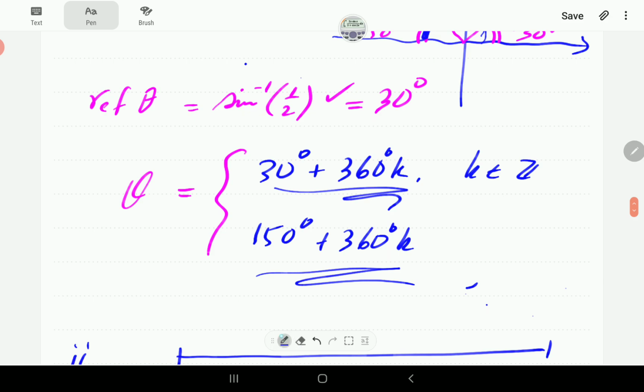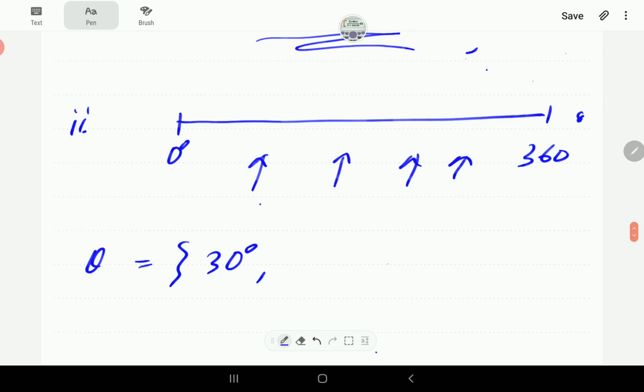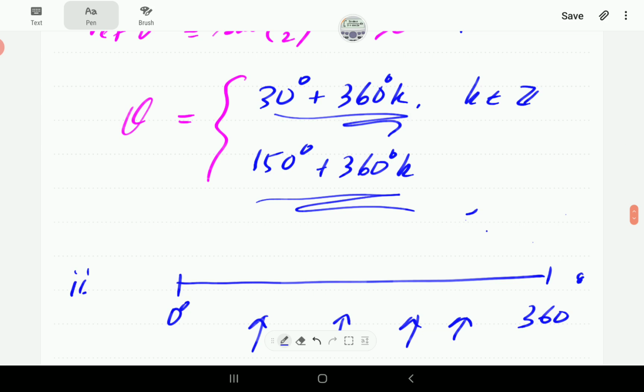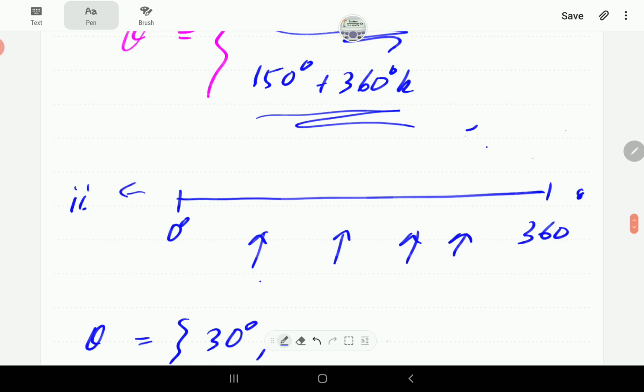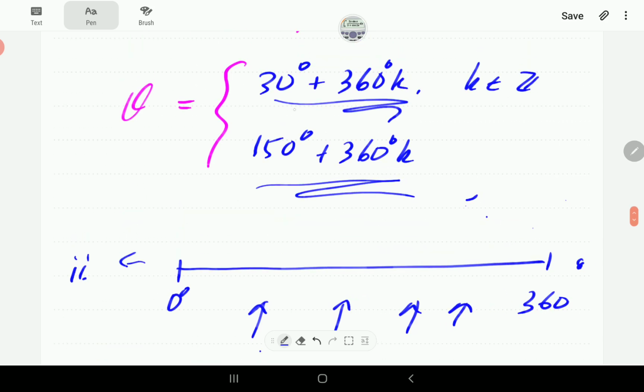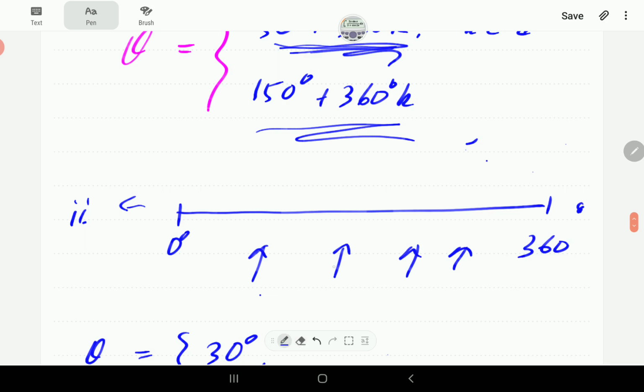When k is 1, we get 390, but 390 is already outside this interval. Then when k is negative 1, it is 30 minus 360, which is negative 330. That's outside this interval again. So that means in this set of angles, only 30 falls in this interval here.